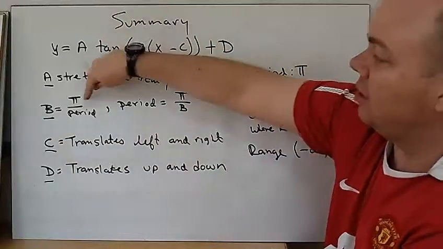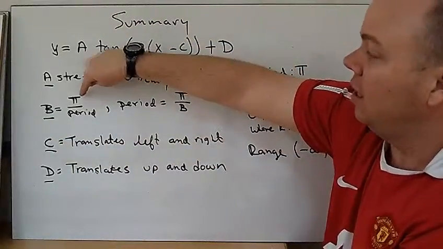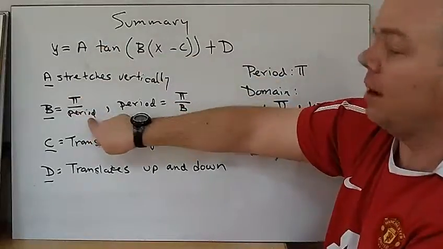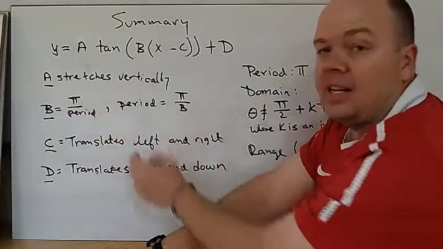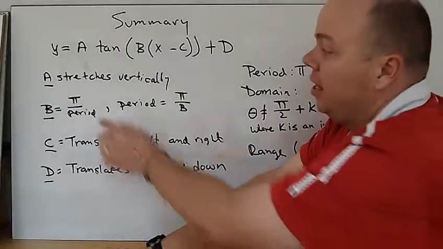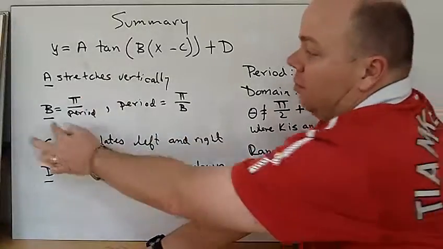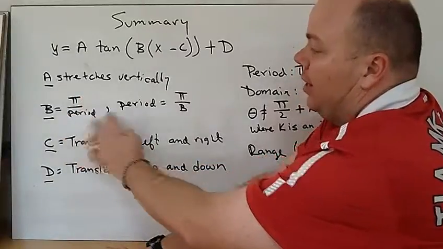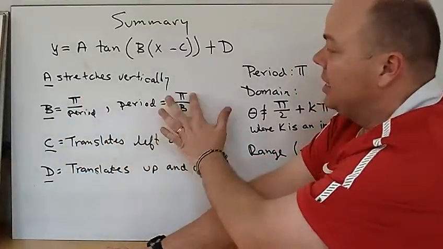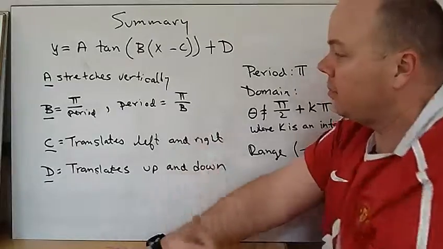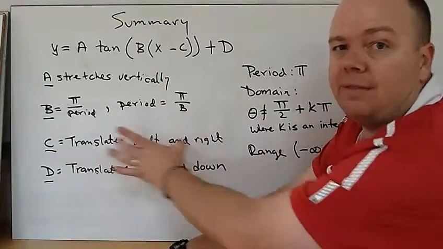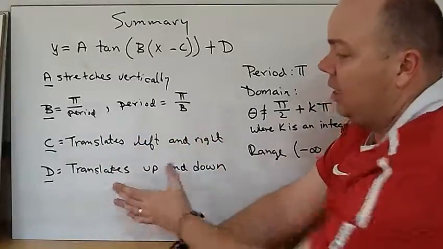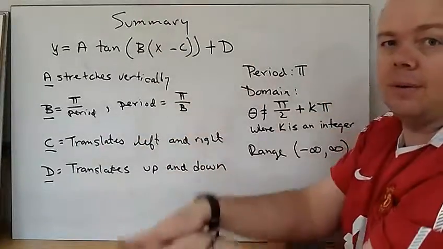B, this thing, is equal to pi divided by the period. Notice this is different from sine and cosine. The tangent graph's period is pi, so we only use pi here. So B is equal to pi over the period, or the period of the graph is equal to pi over B. C is a phase displacement, moves the graph left and right, and D moves the graph up and down.